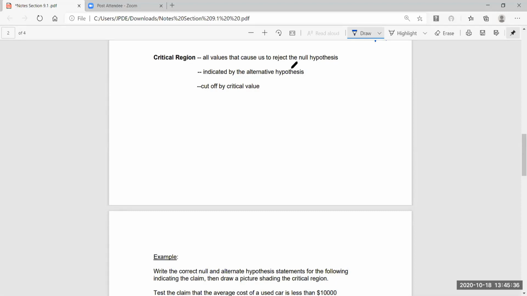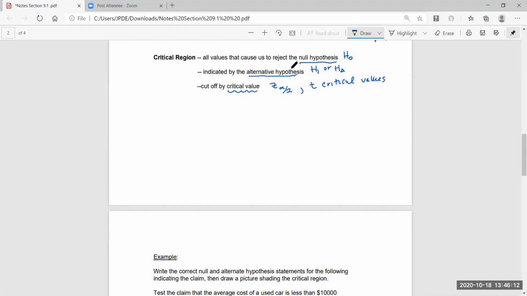And you know, let me write this in. This is H0, null hypothesis. Alternative hypothesis would be your H1 or your HA. And the critical region is cut off by your critical value. And we know critical values, right? We've done the Z alpha over 2, and we've also talked about the T critical values from the table.